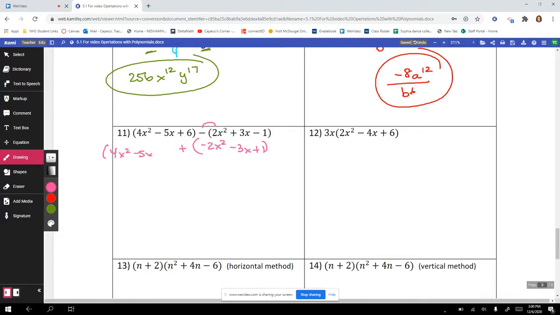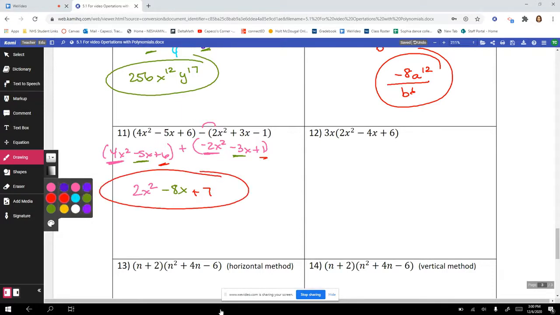Now, you don't have to rewrite that line I just wrote every time, but it might help you in the beginning. So I combine. I have 4x to the second and negative 2x to the second. That gives me positive 2x to the second. Negative 5x, negative 3x gives me negative 8x. And then I have 6 and 1 gives me positive 7. So that's my final answer right there.